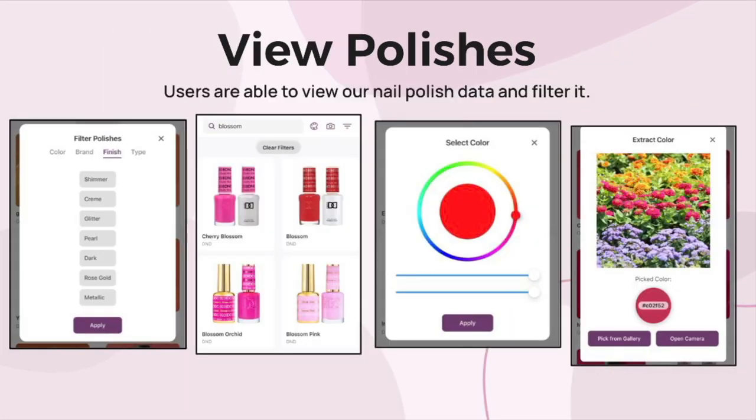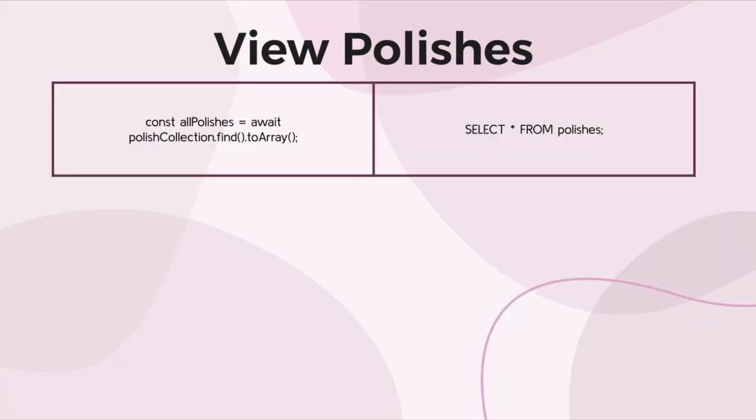We also have the view polishes use case, so the users are able to view our nail polish data and filter through it. One way is by filtering through color family, brand, finish, and type. They can also search by name, and they can also use the color wheel, which will let them find a color, adjust the hue and saturation, and then filter based off that. Or they can take a picture or upload one from their camera roll and extract a color from that image. For the query for viewing polishes, we use the find.toArray, which will get all of the polishes in our database, which we can filter through later.